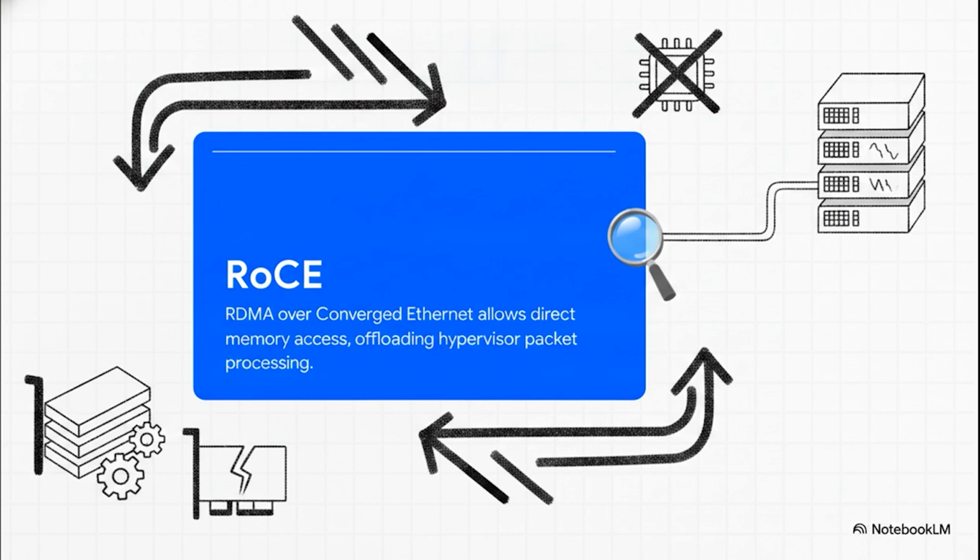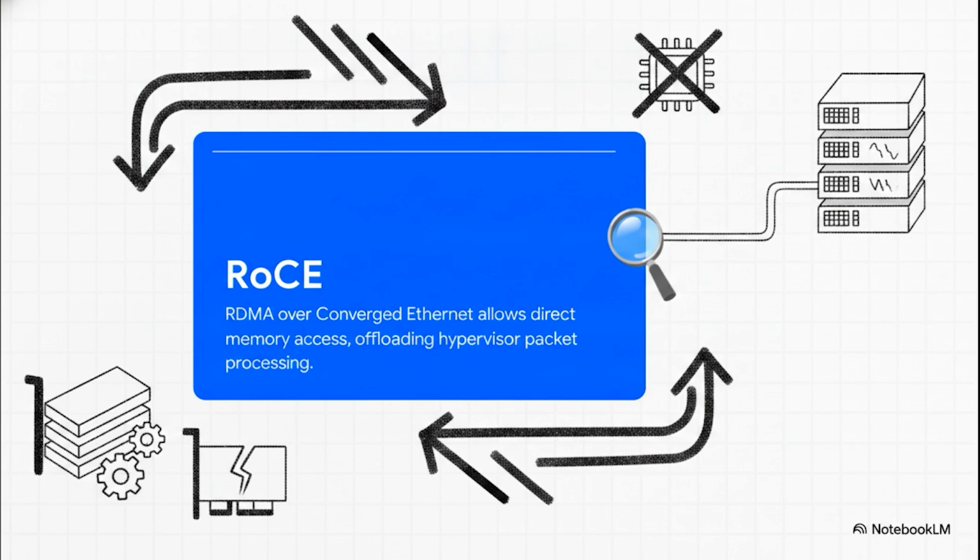Now, in a standard setup, Nutanix Stargate services are constantly communicating with each other to manage storage across the cluster. Since Stargate handles all the storage I/O and data replication across the distributed storage fabric, it generates a massive amount of east-west traffic. RoCE is brilliant because it allows these services to communicate directly by accessing memory over the Ethernet network. It's a total game changer for latency because it completely unburdens the hypervisor by offloading all that packet processing.